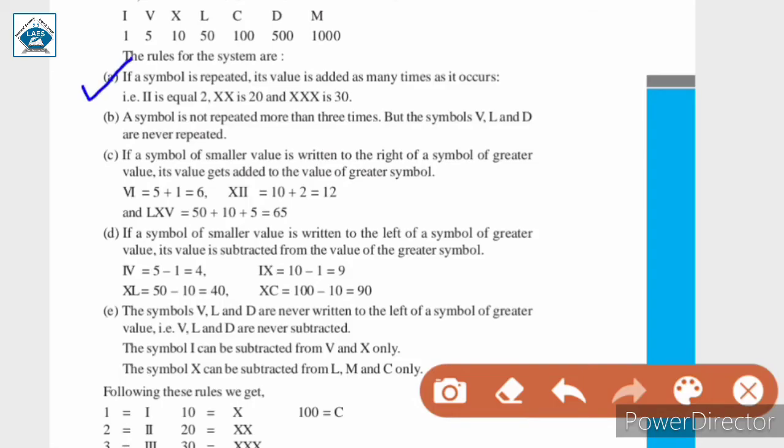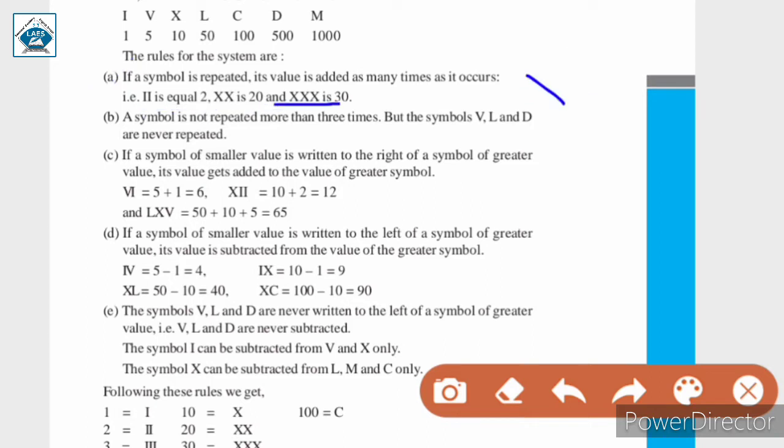The first rule is, if a symbol is repeated, its value is added as many times as it occurs. That means we know that I represents 1. So if we write I 2 times, then this is equal to 2. That means 1 plus 1, which is equal to 2. Similarly, we know that X stands for 10. So XX stands for 20. XX is equal to 20 and XXX is equal to 30.